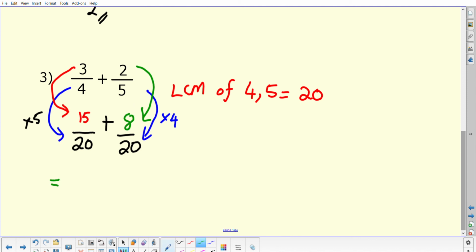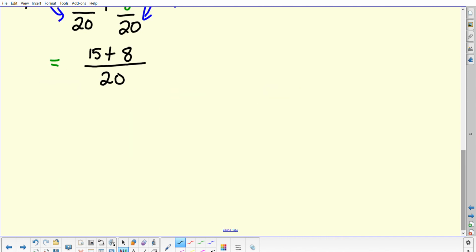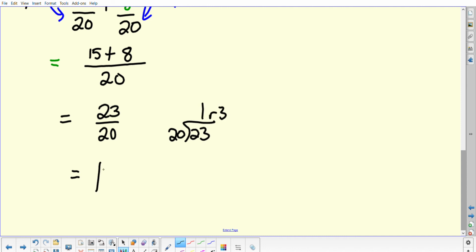Once you've done that, you can then see your two fractions have got the same bottom number, and you are just adding what's on the top. So your 15 and your 8, add those together, you would get 23/20. That's an improper fraction. If you divide 20 into 23, it goes in once with 3 left over. So you would write 1 whole and 3/20. And that would be it.